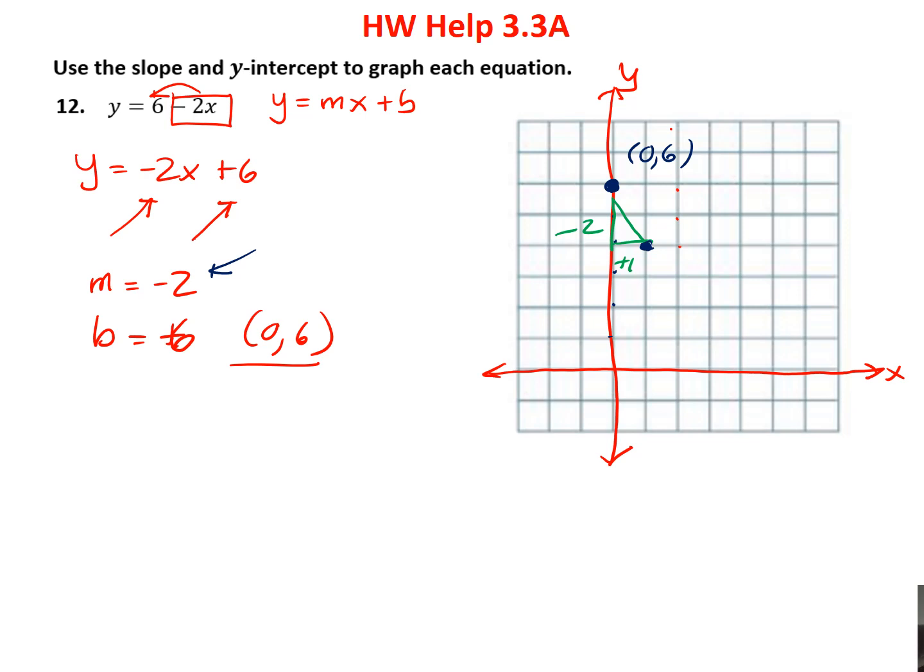By the way, if you don't have a ruler, one easy way to do this is just to keep doing this. Go down 2 over 1, down 2 over 1, down 2 over 1, and even backwards here. And that helps you kind of line up your lines so you can get a much nicer straight line here. And that's our graph.